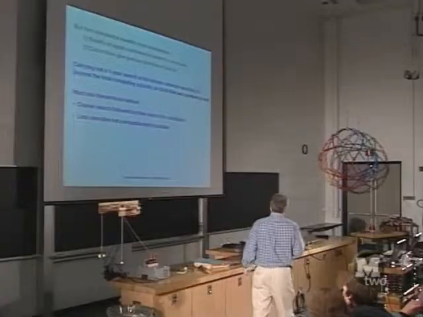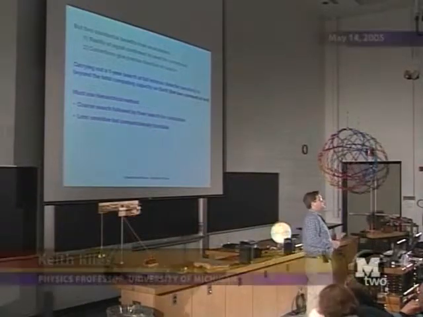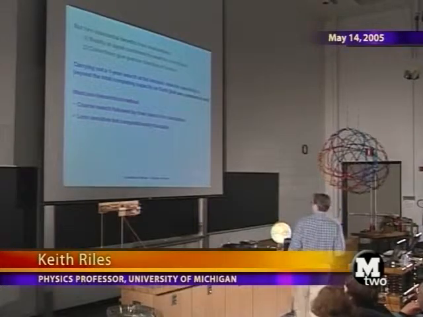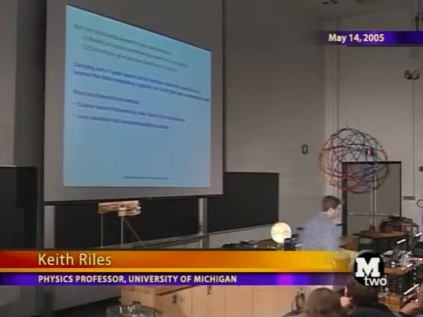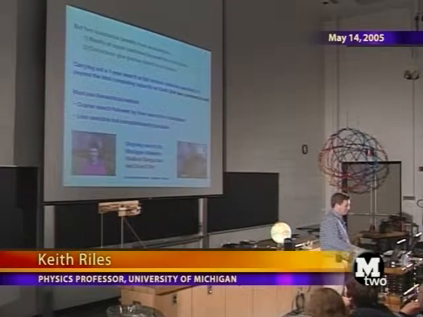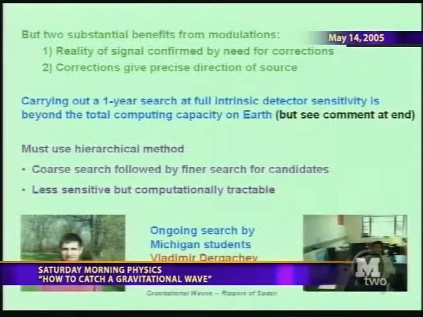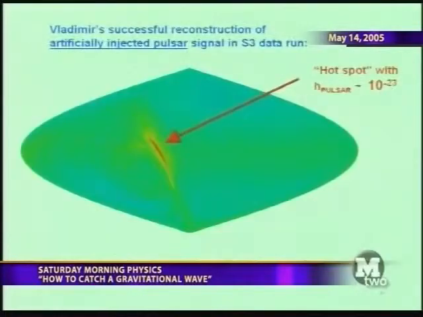We do a coarse search followed by a finer search for the candidates that appear to be somewhat strong in the coarse search. It means that we're somewhat less sensitive than we could be if we had an infinite number of computers, but it turns out we don't lose that much sensitivity in that process, and it becomes computationally tractable to do it that way. And we have an ongoing search here by two graduate students at the University of Michigan, Vladimir and David Chen, who've been working on this problem for a couple of years now.